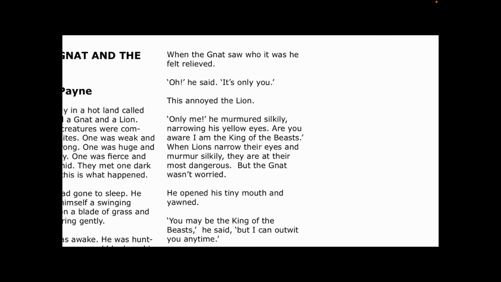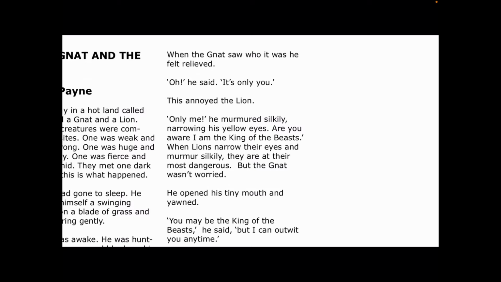When the gnat saw who it was, he felt relieved. "Oh," he said, "it's only you." This annoyed the lion. "Only me?" he murmured silkily, narrowing his yellow eyes. "Are you aware I am the king of the beasts?" When lions narrow their eyes and murmur silkily, they are at their most dangerous, but the gnat wasn't worried.